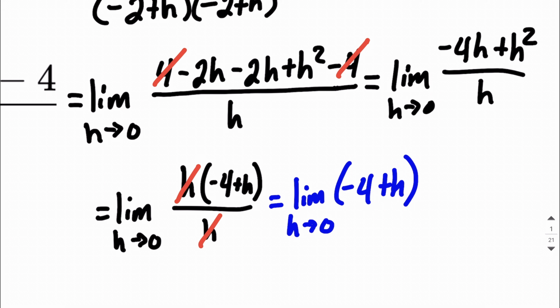At this point, we go back to replacing the variable, the h, with 0. So it's going to be -4 plus 0, which works out to be -4. So that means that -4 is the overall result in our case here. All right, that is the limit as h approaches 0 for that original function.